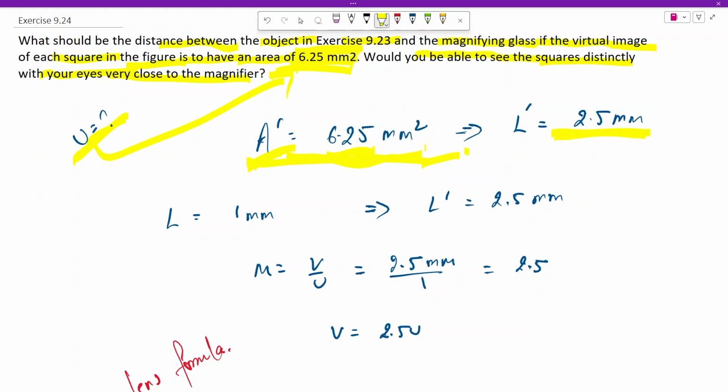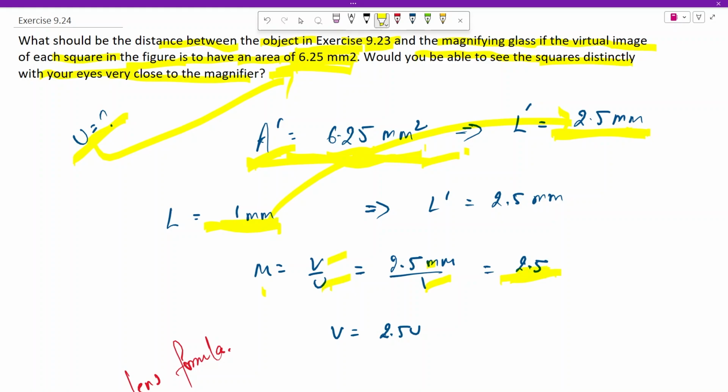Now we saw that in question number 9.23, the length and the width of each square was 1 millimeter. So upon magnification, it is going to be equal to 2.5 millimeter. So we see here that linear magnification is going to be V by U, which is the final length divided by initial length, that is 2.5. So we can say from here that V by U would be equal to 2.5.